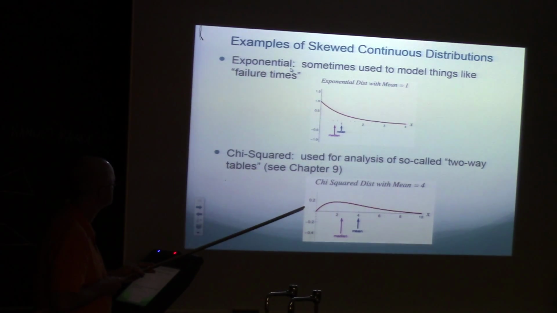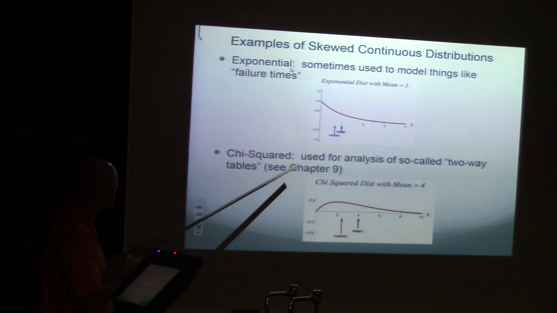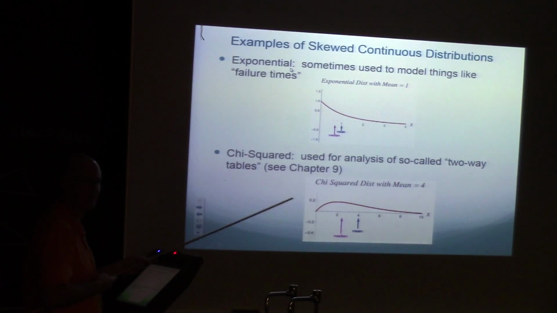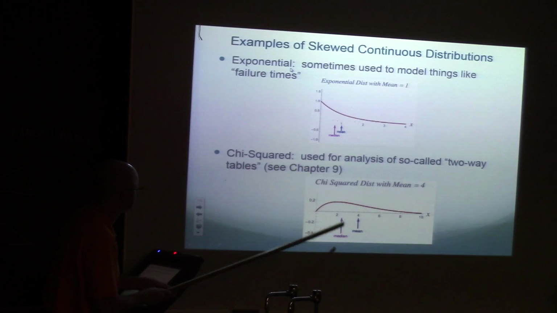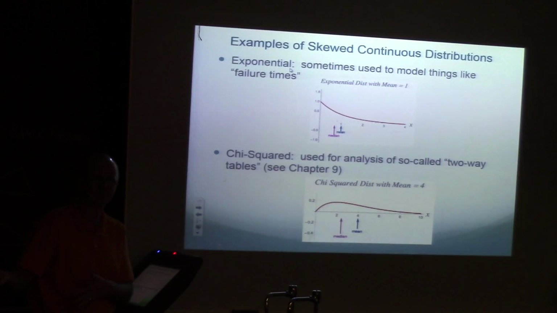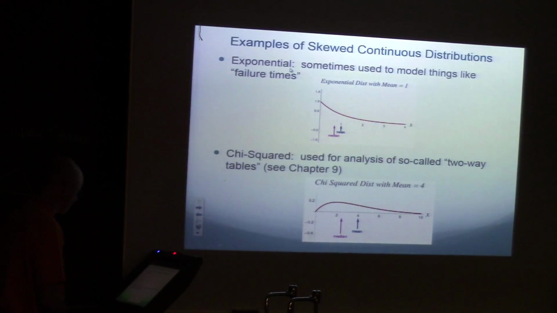Here's another skewed distribution, right-skewed. It's called the chi-squared distribution. I'm not going to get into the details of this, but it's useful for analysis of what are called two-way tables. We'll get to that in chapter 9. It's also right-skewed, and therefore, again, the mean is bigger than the median. With left-skewed, it switches. The mean is less than the median in that case. We're not going to talk about how to find areas under these right now.